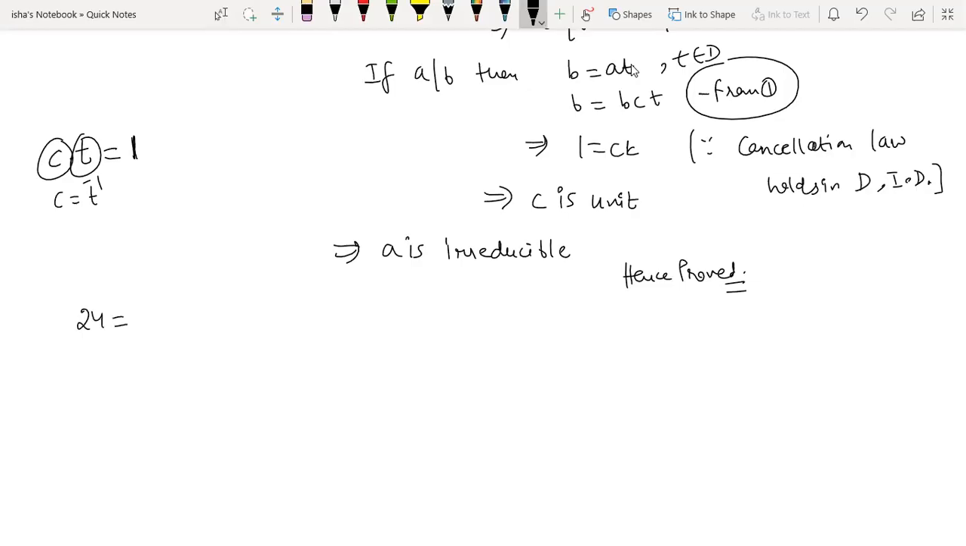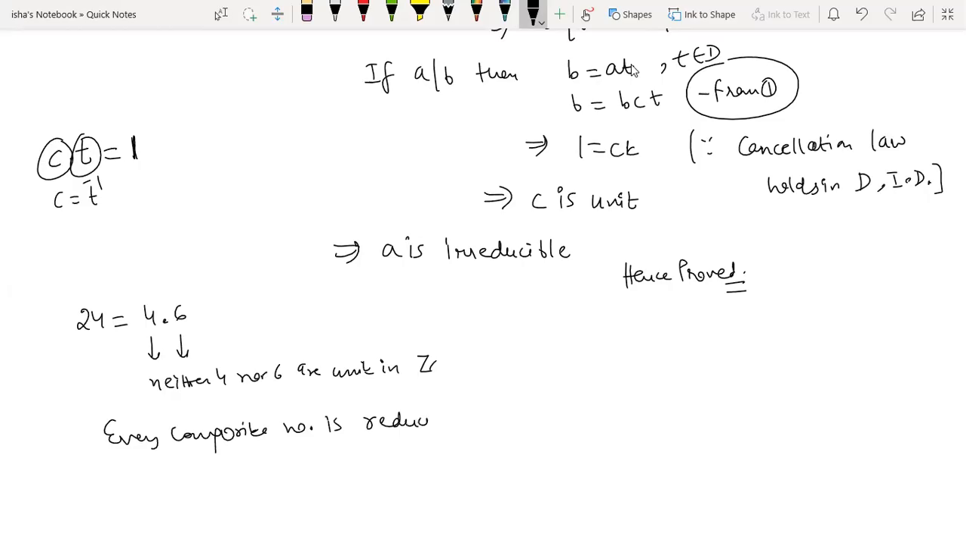Suppose I give you this number, so you can obviously write it as a product of two other factors, and neither 4 nor 6 are unit elements in the ring of integers. So every composite number is going to be reducible.